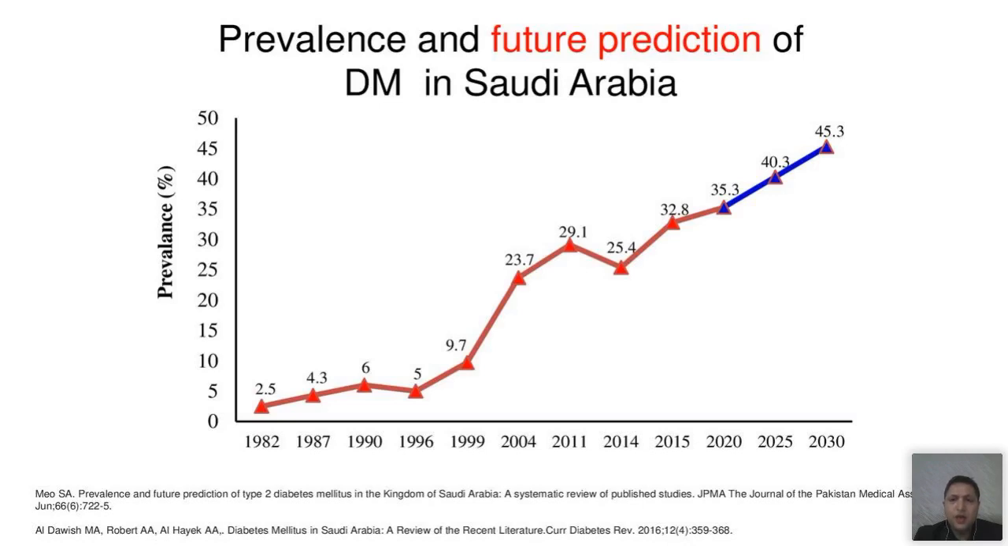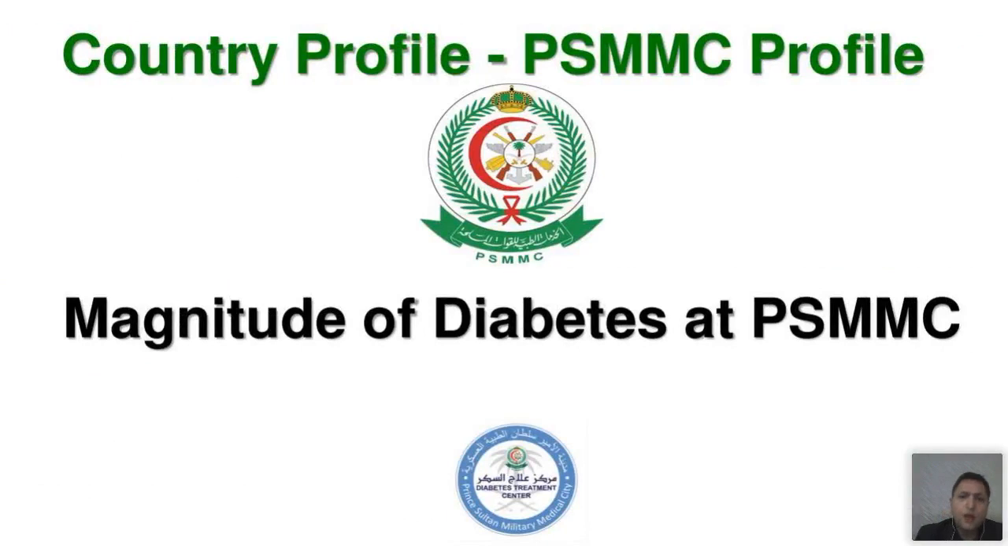While this prevalence of diabetes has almost increased 10 times as per the prospective future prediction in the diabetes mellitus literature, we are expecting more than 45% prevalence by 2030. So we are expecting a major challenge and a major increase in the prevalence of diabetes in the Kingdom of Saudi Arabia. Now, moving from the country profile to the magnitude of diabetes in our hospital, Prince Sultan Medical City, since we are talking about our local experience.